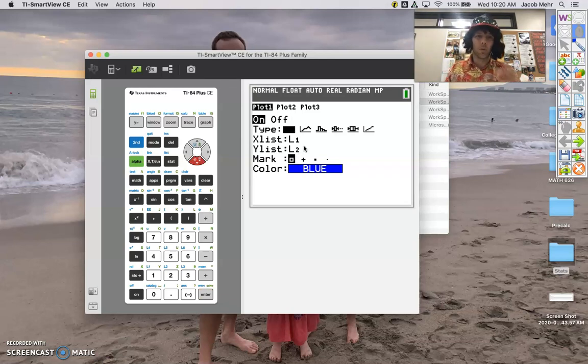I guess technically we could have put them in the other order and then just done it here, but I just like to keep it simpler. I always like the x's in list 1 and the y's in list 2.